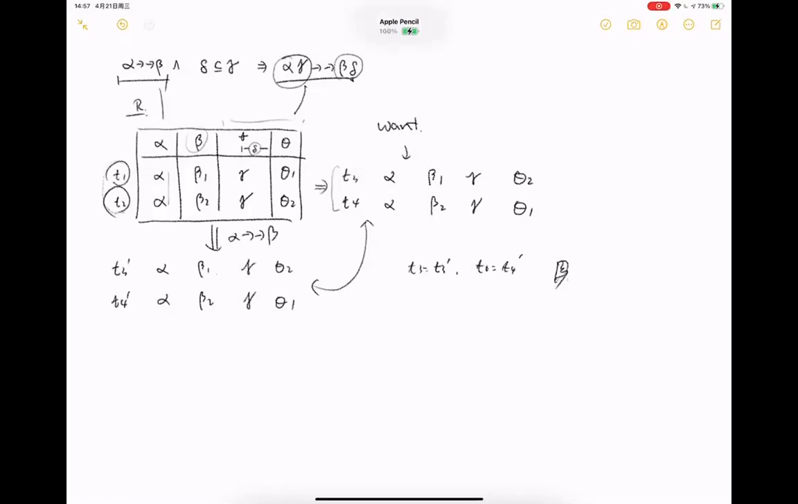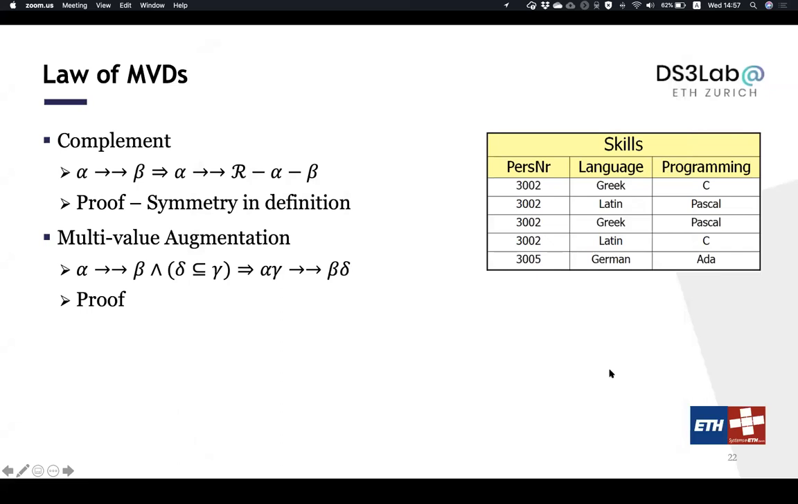So that's a very simple way for you to prove this. Of course, when you go back home, you can try to write down the formal proof, but the intuition is actually already there.